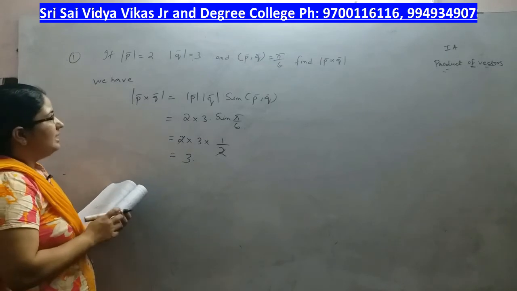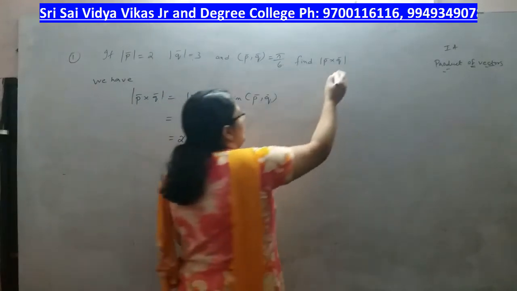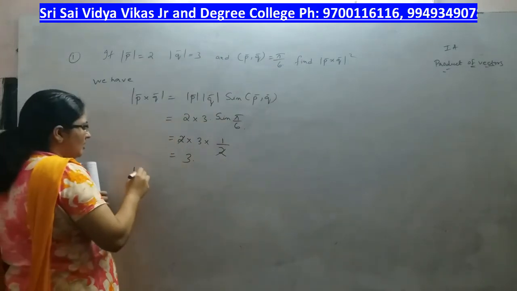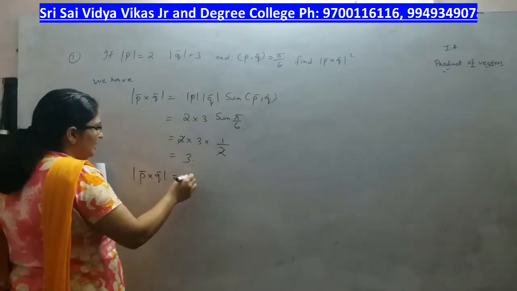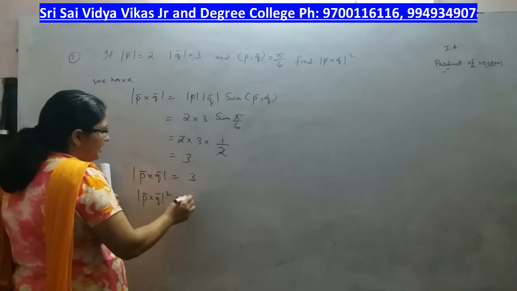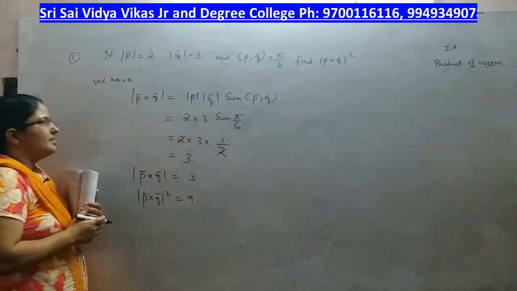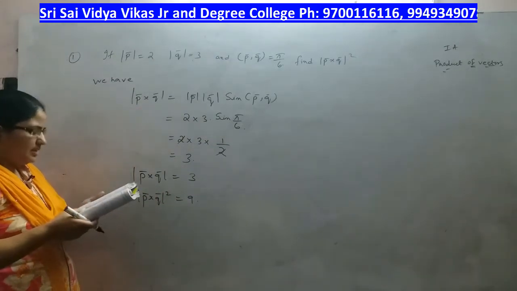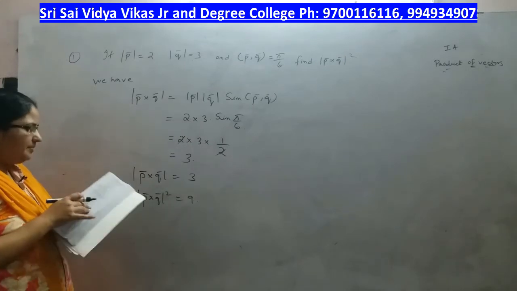You have to find p bar cross q bar whole square. You have p bar cross q bar is equal to 3, so p bar cross q bar whole square is equal to 9. Is that clear? Yes. The next problem.